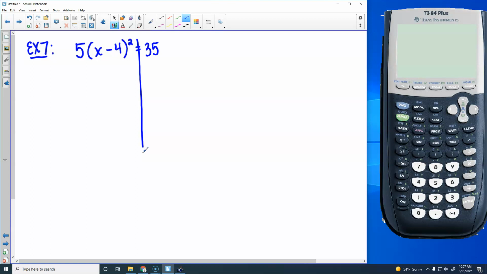Okay? So, Owen, what should I do? I'm going to divide by 5 because that 5 is being multiplied by this stuff inside the parentheses, right? So I'm going to divide this by 5 here and divide by 5 over here. So I've got x minus 4 squared equals 7. All right, Julian, I've got x minus 4 squared equals 7. What's the next thing I'm going to have to do here?